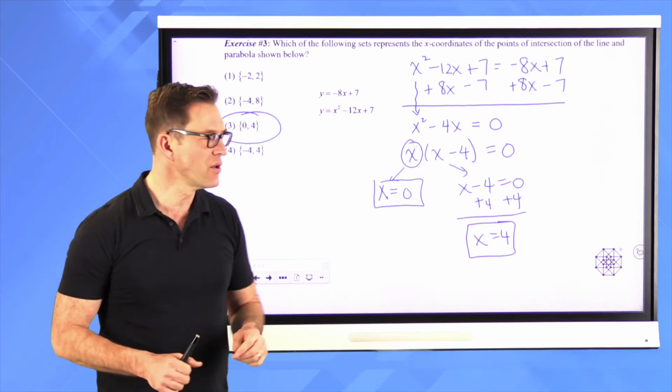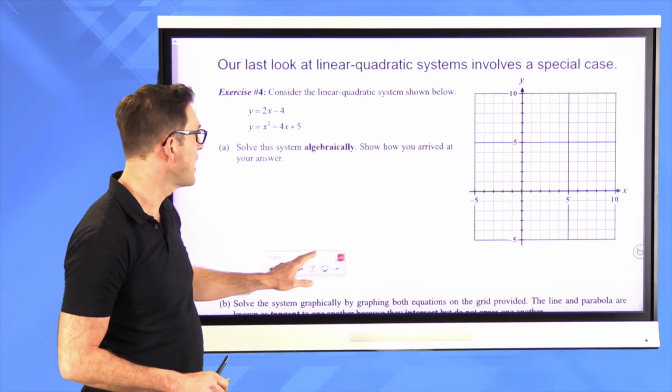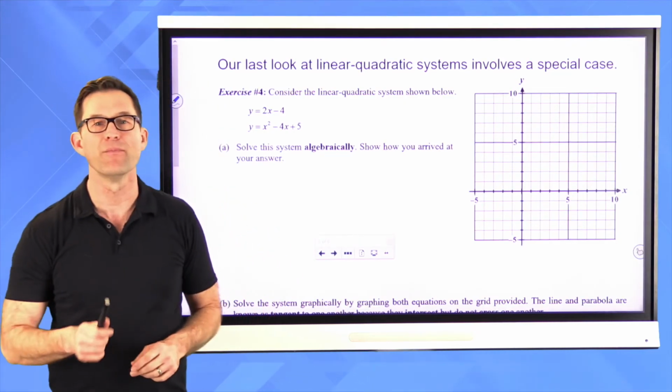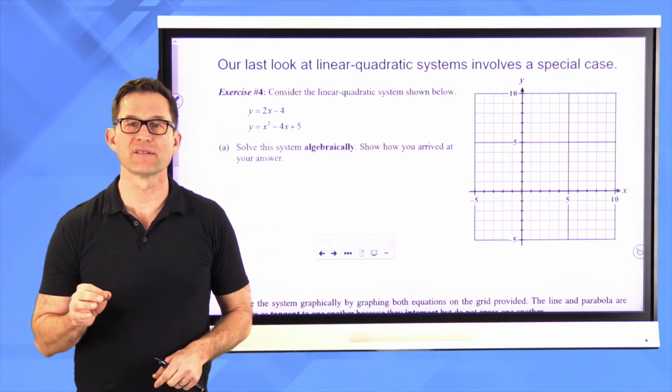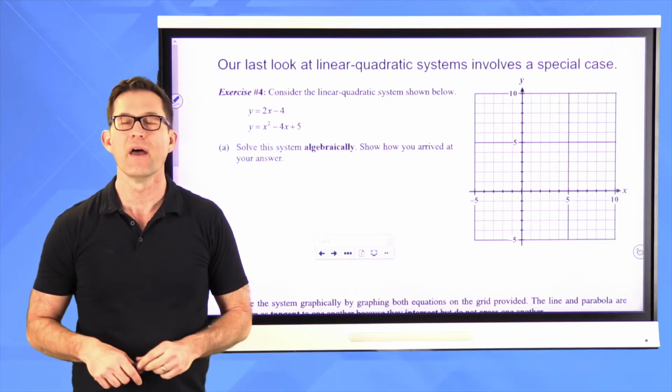All right, let's take a look in the next exercise at kind of an interesting and unique exercise or example. Our last look at linear quadratic systems involves a very special case. Exercise number 4.